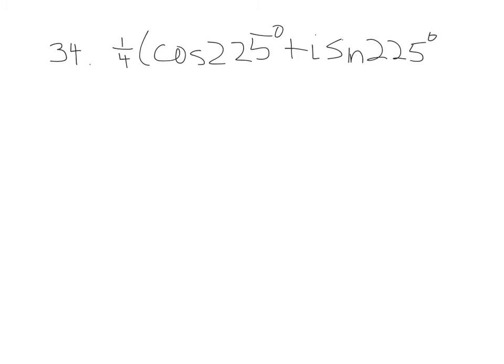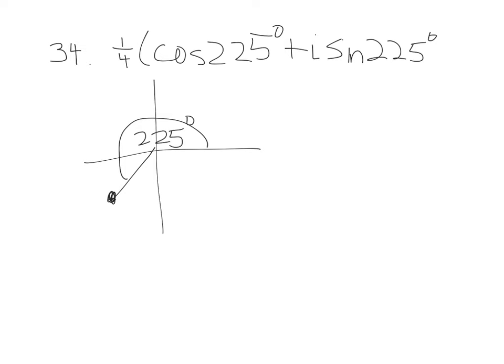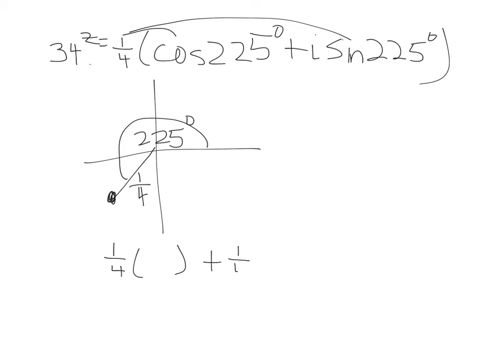34, represent the complex number graphically and find the standard form of the number. So graphically for that is rotating 225 and then going out a fourth. So this is a rotation of 225, and you can write that as 1/4. To convert that into, make this equal to z, convert that into rectangular form, we distribute that, so you have a fourth times cosine 225 plus a fourth times sine 225 i.